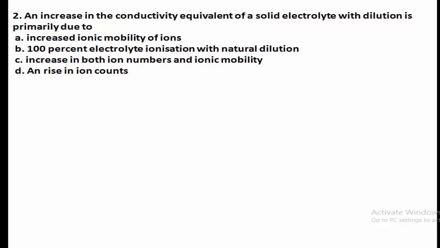Then the second question: an increase in the equivalent conductivity of a strong electrolyte with dilution is primarily due to: increased ionic mobility of ions, 100% electrolyte ionization with natural dilution, increase in both ion numbers and ionic mobility, and rise in ion counts. Among these four, the increase in conductivity is mainly due to the increase in the ionic mobility of ions. As the mobility of ions increases, the conductivity will also increase. So option A is the right one.